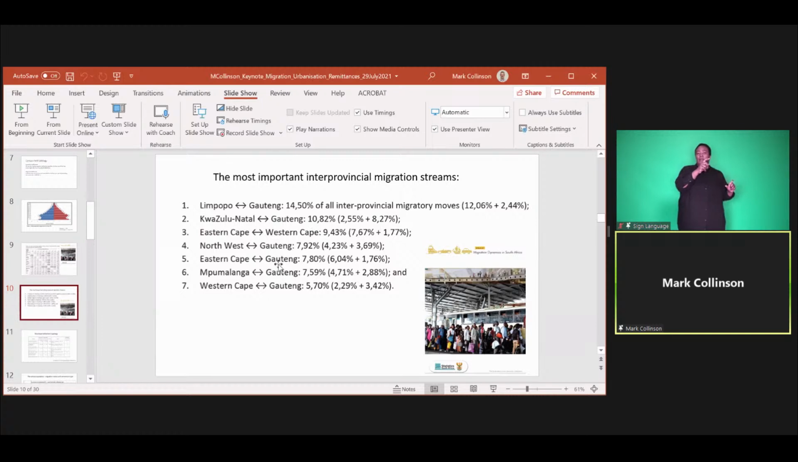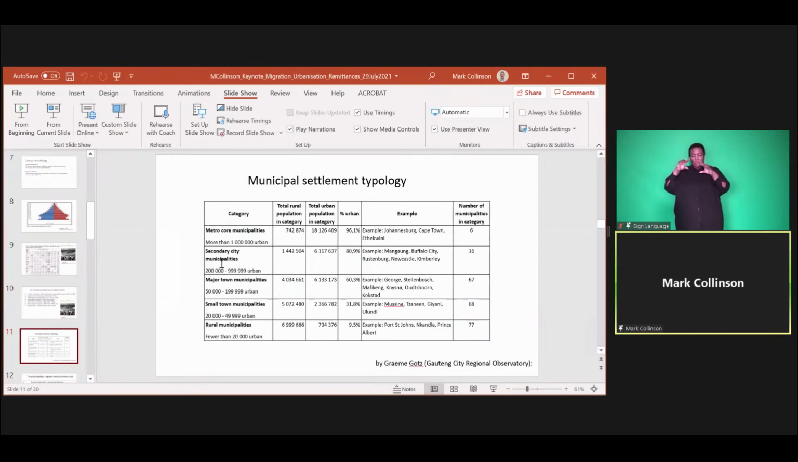Then the next three, Northwest, Eastern Cape and Mpumalanga, all have links with Gauteng, all fairly similar in terms of the size of the stream, with slightly different proportions going in the different directions. But key here is to see how the combined stream is loading into the more urban places. I want to unpack that some more, because provincial gets us quite far. We think we understand Gauteng and Western Cape being the metropolises, but let's go underneath the level of provincial to unpack it some more.